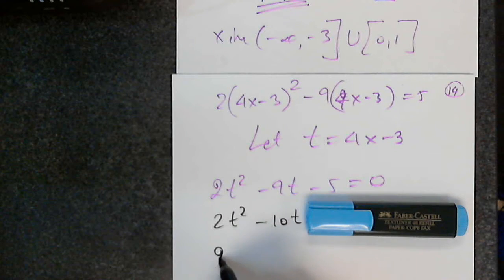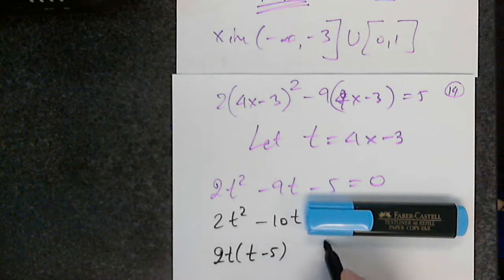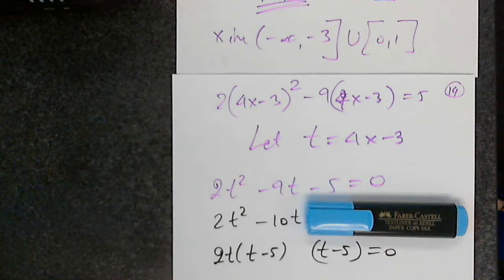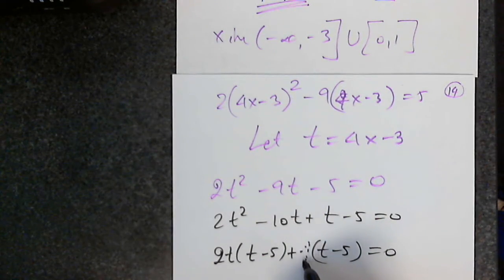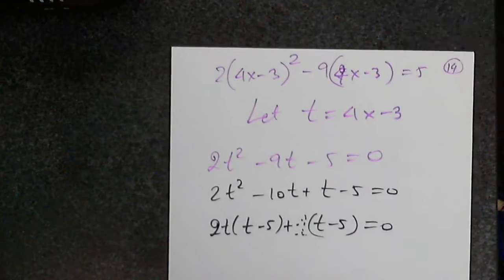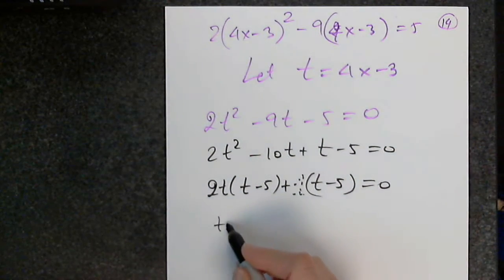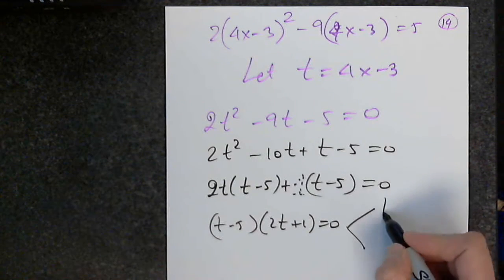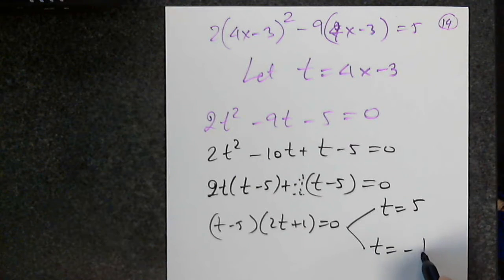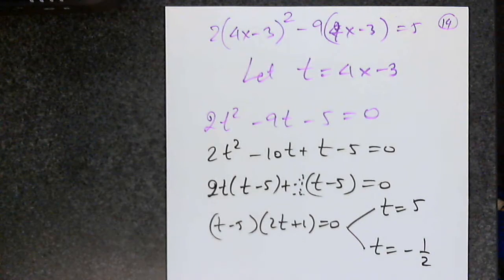I factor by grouping: 2t(t minus 5), and I need a t minus 5. And now I look, and it's positive 1. So therefore we have t minus 5 and 2t plus 1. And we have two options in t, 5 and negative 1/2. This is good, but it's not good enough. Why isn't it good enough? Because I did not solve for x. I only solved for t.